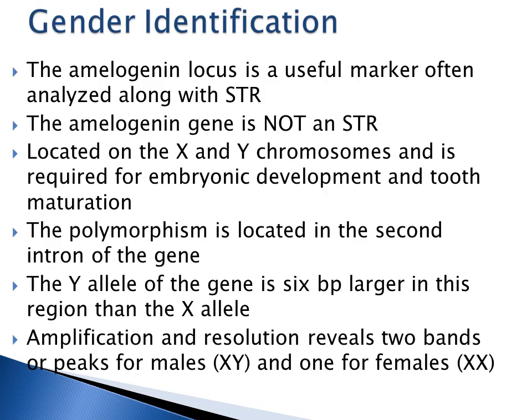The Y allele of the amylogenin gene is 6 base pairs larger in this region than compared to the X allele. So amplification and resolution reveals 2 bands or peaks depending on if you're running on a gel or using an electropherogram. So you're going to get either 2 bands or 2 peaks for a male, which is going to indicate XY, and you're going to get 1 band or 1 peak in a female because it's XX.